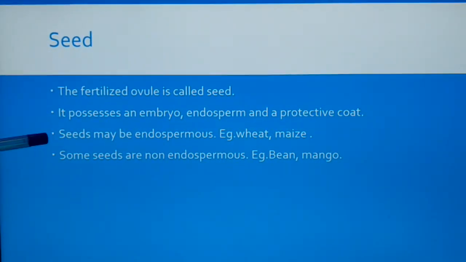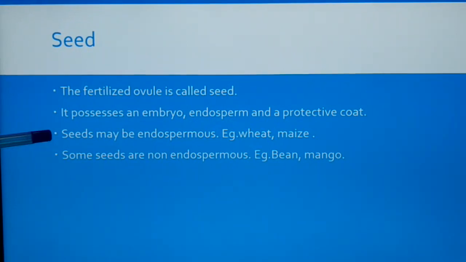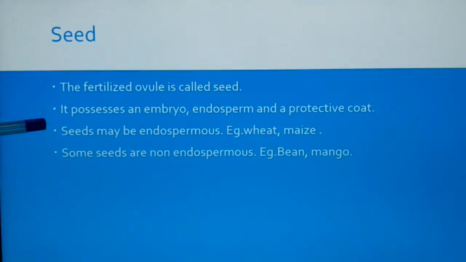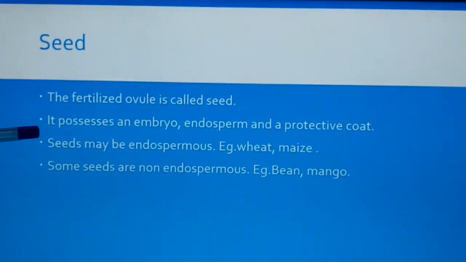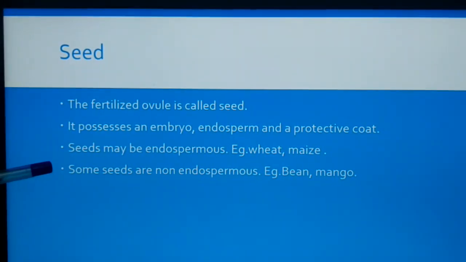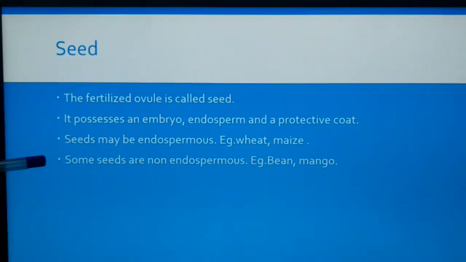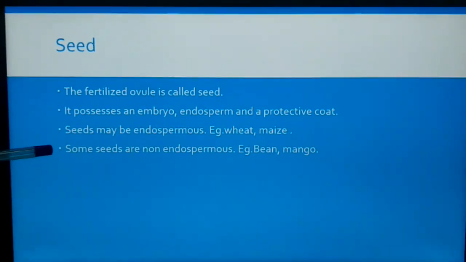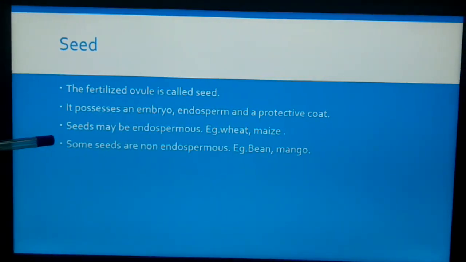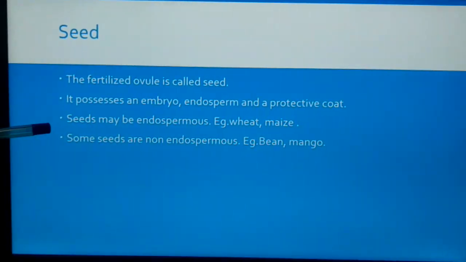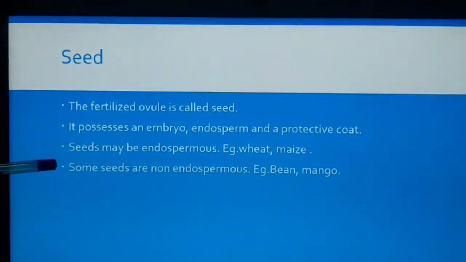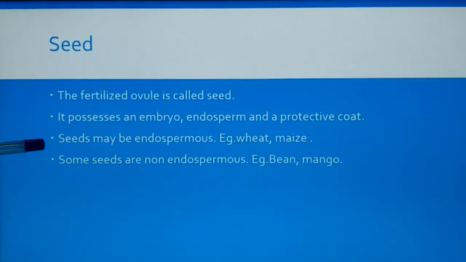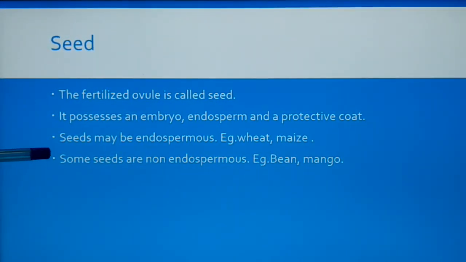The seed may be endospermous. That is, if the endosperm is used as a nutritive tissue for the developing embryo, it is called an endospermous seed. Example, wheat and maize. In some seeds, the endosperm is very small. In these plants, the cotyledon is used as a nutritive tissue for the developing embryo. Such seeds are called non-endospermous seeds. Example, bean, mango, cucurbits.